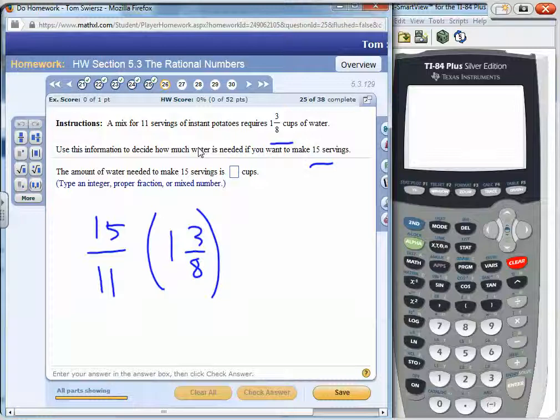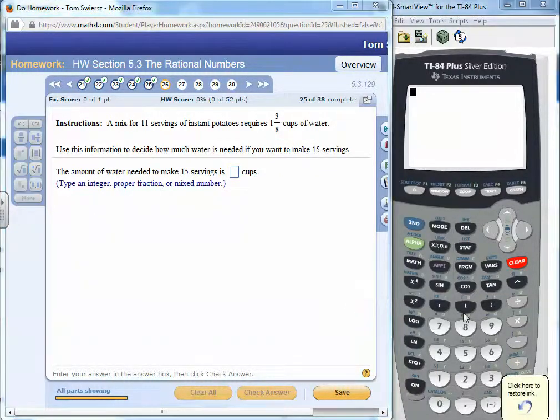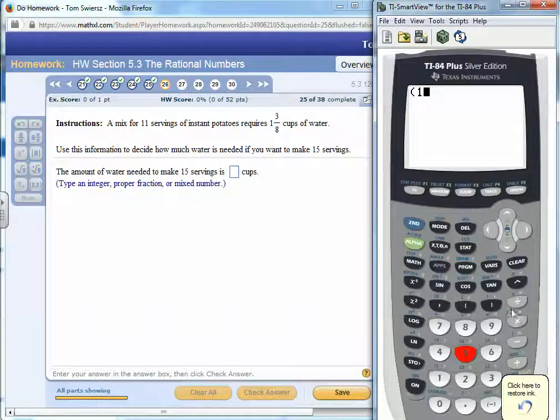You can go ahead and enter 15/11 as a fraction. 15 divided by 11 is our multiplier, and then times 1 3/8. If we do it this way, we have to do 1 plus 3 divided by 8, and we have 1.875. We need a mixed number, so we'll subtract 1.